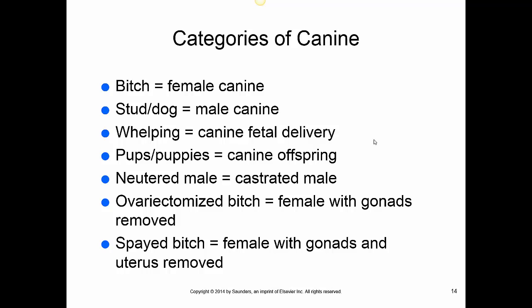Neutered male is a castrated male. Ovariectomized bitch is a female with just the ovaries removed. So sometimes we'll do this where we just remove the ovaries, but we might leave the reproductive tract intact. That is done occasionally, but mostly what we go for is the spayed bitch, which is where we've done an ovariohysterectomy and fully removed the gonads and the uterus.